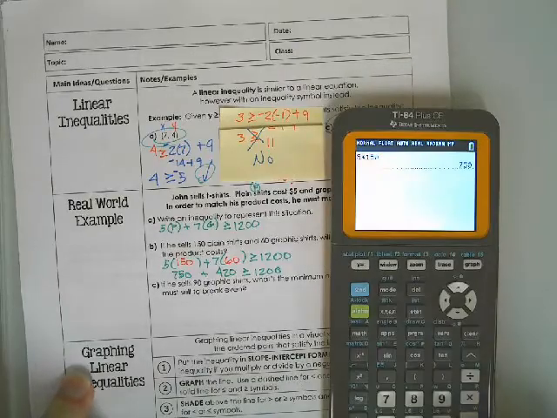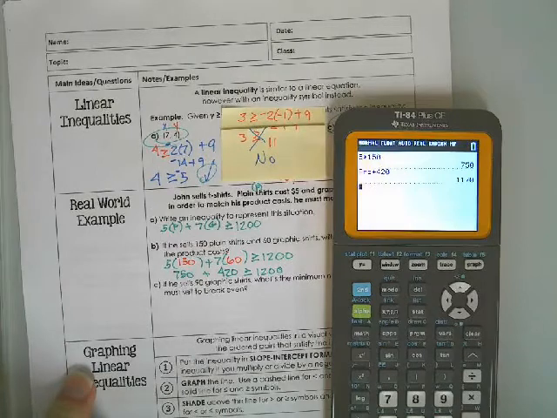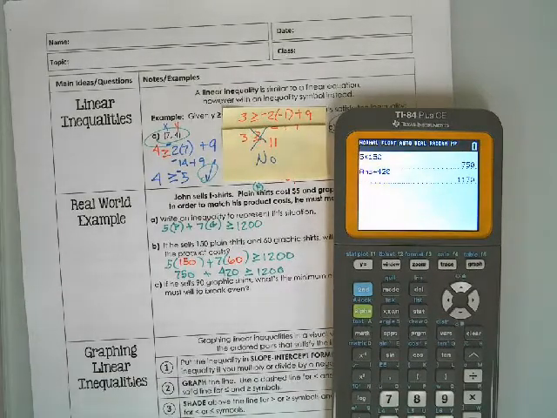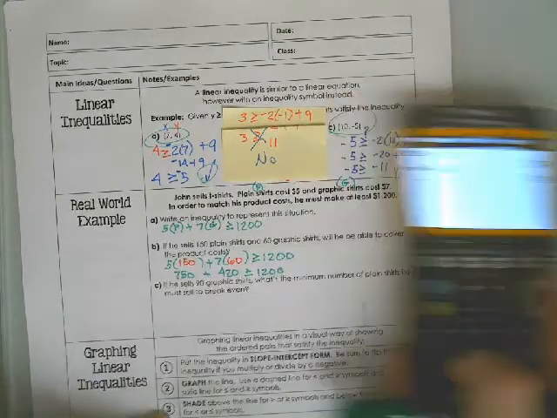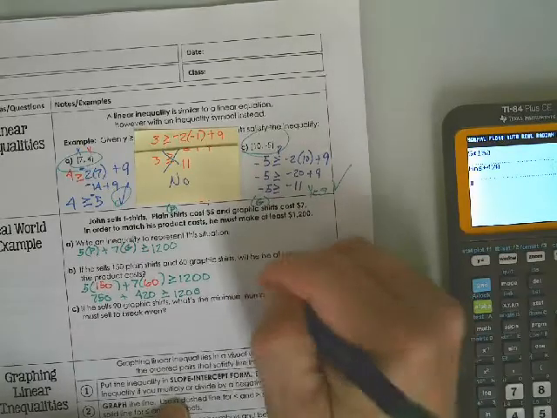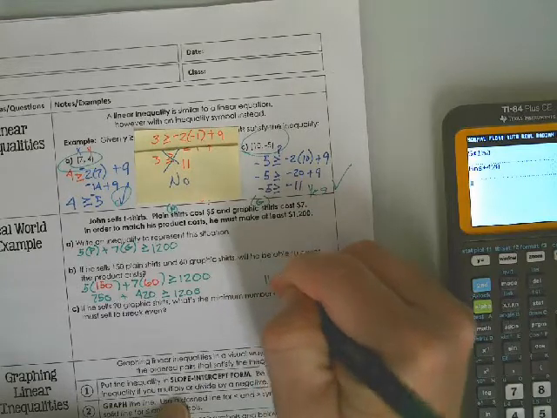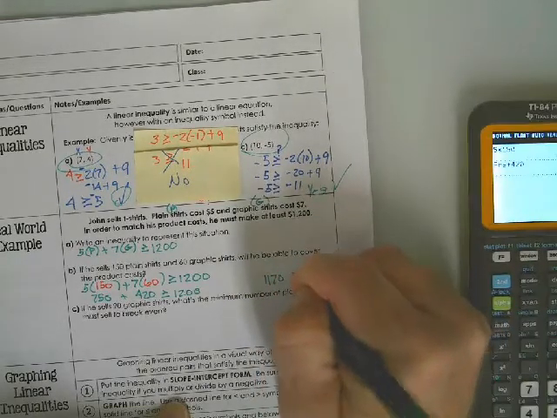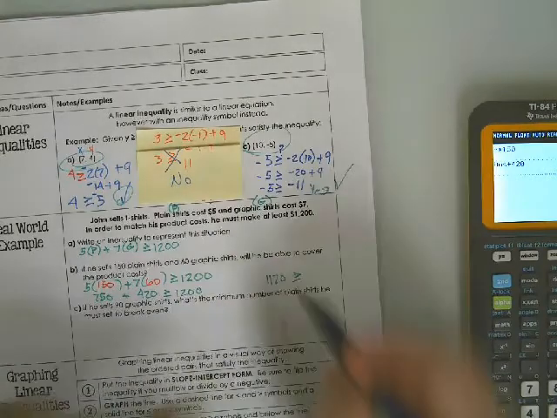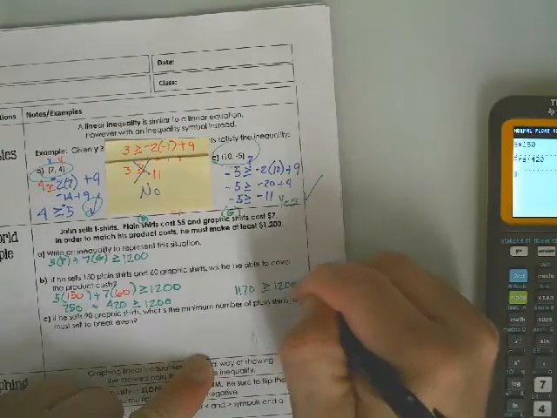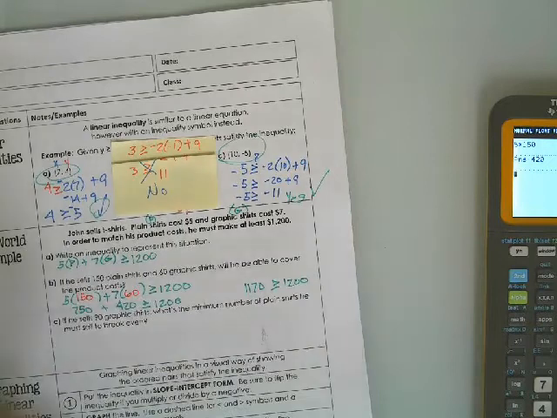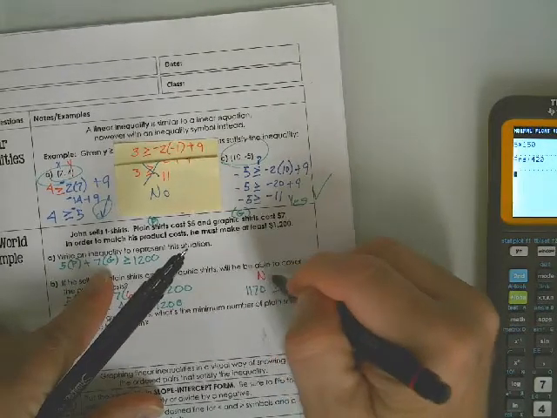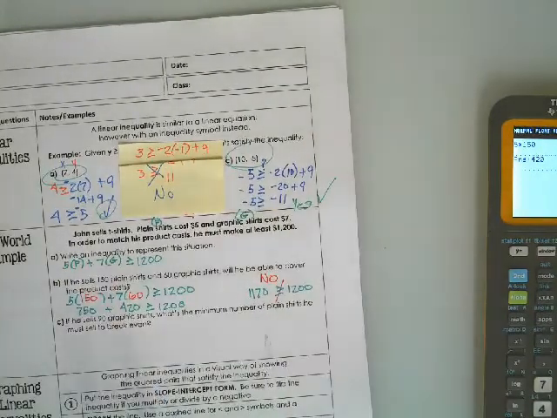So is 750 plus 420 greater than or equal to 1,200? Not quite, right? So, no. 1170 is not greater than or equal to 1,200. So I'm going to say no. Everybody good?